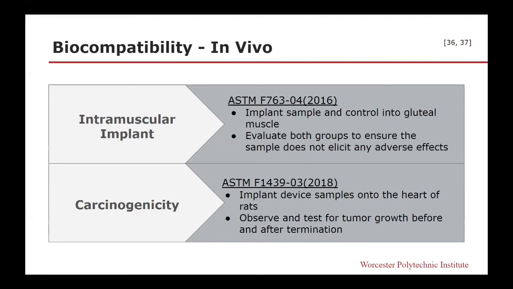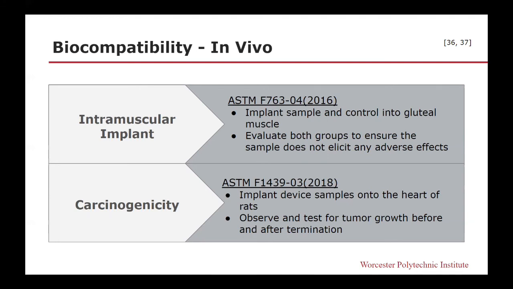The first test is an intramuscular implant test in accordance with ASTM F763-04. There will be a test group that receives a device implant in its gluteal muscle and a control group that receives a collagen implant. The implant sites will be evaluated for any histopathological differences between the control and the device implant to monitor inflammatory responses, thick scarring, and other unwanted effects. Limitations are that the device is not being tested with heart muscle and that the immune response may be different between rat and human models.